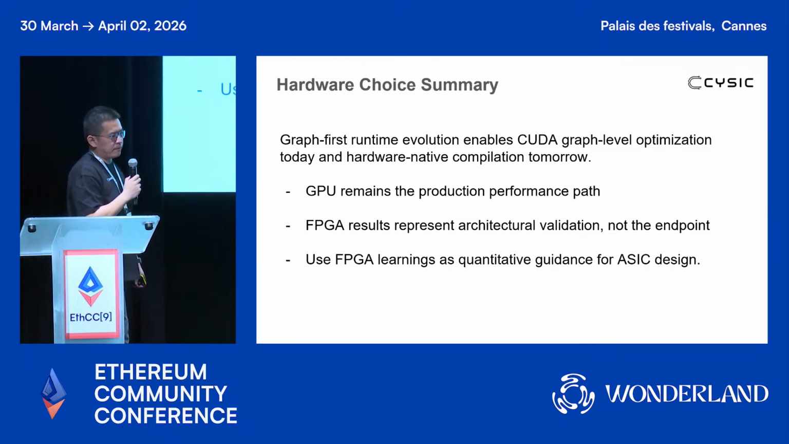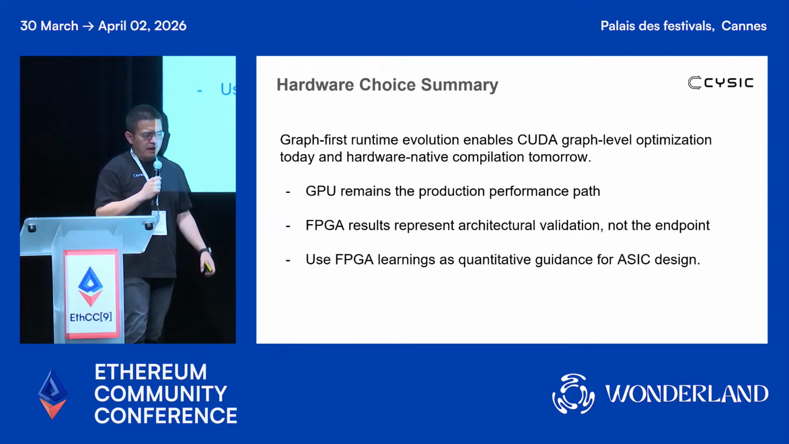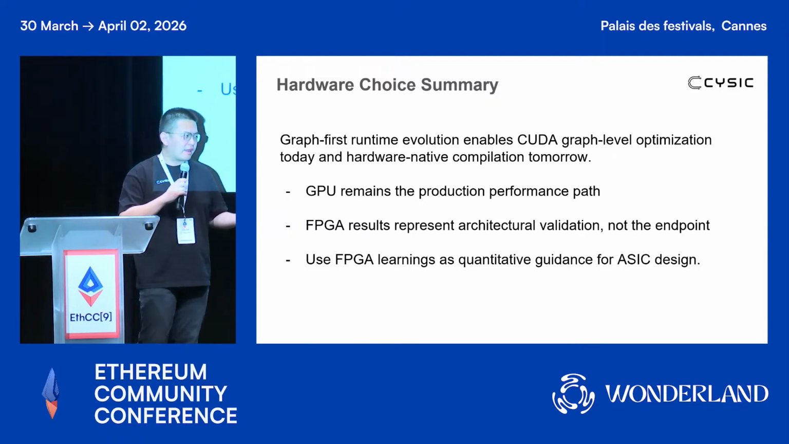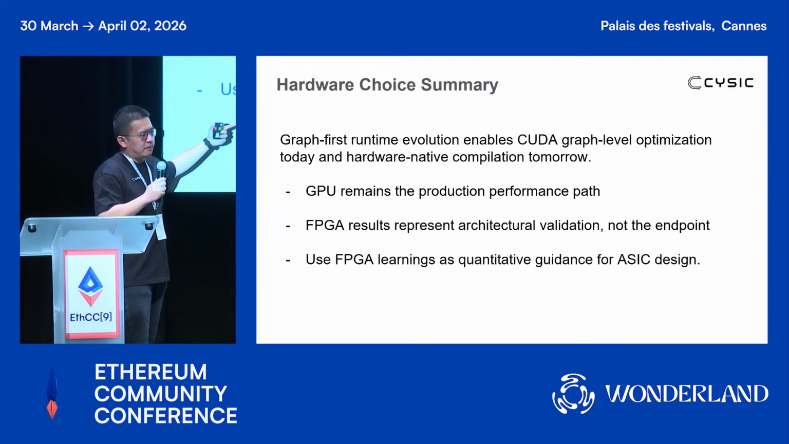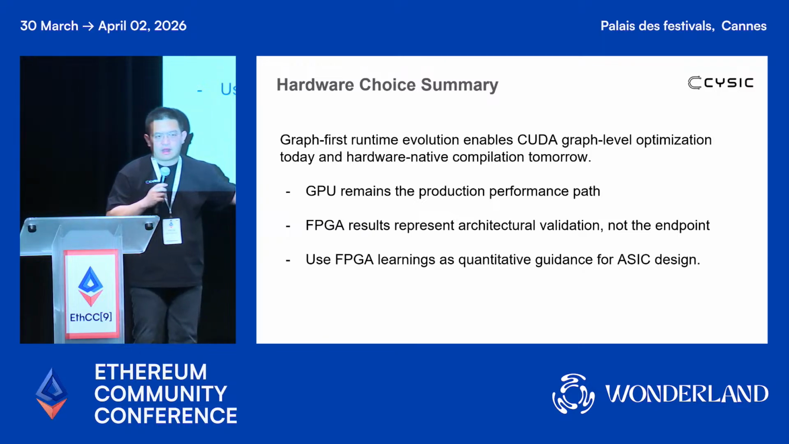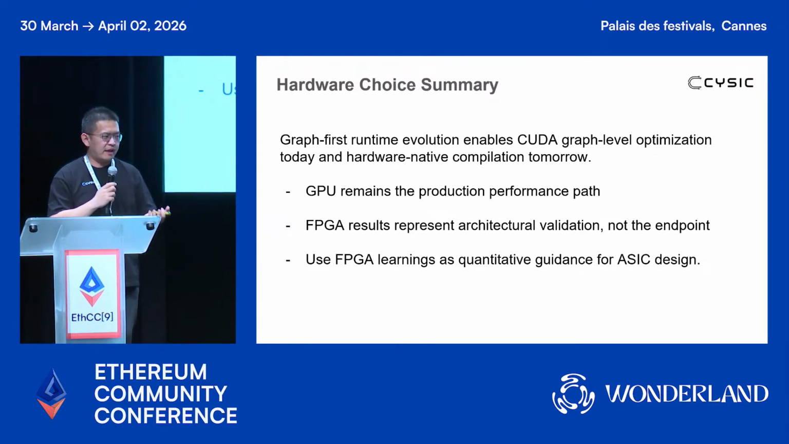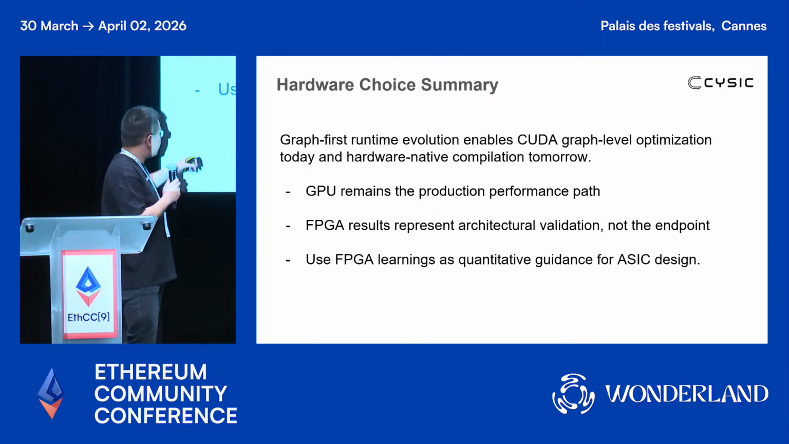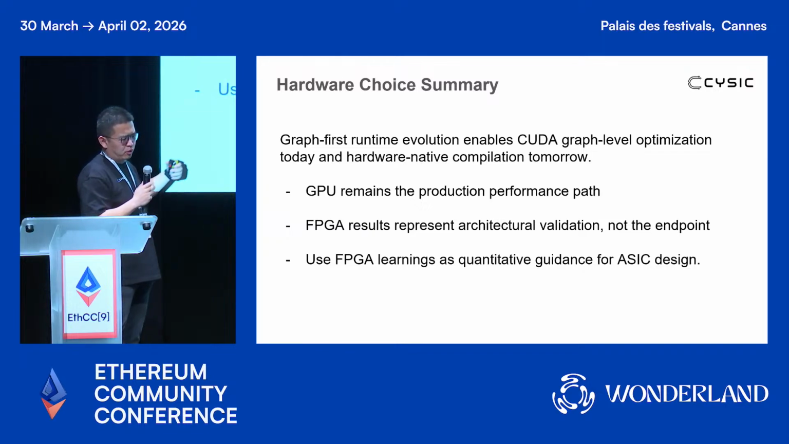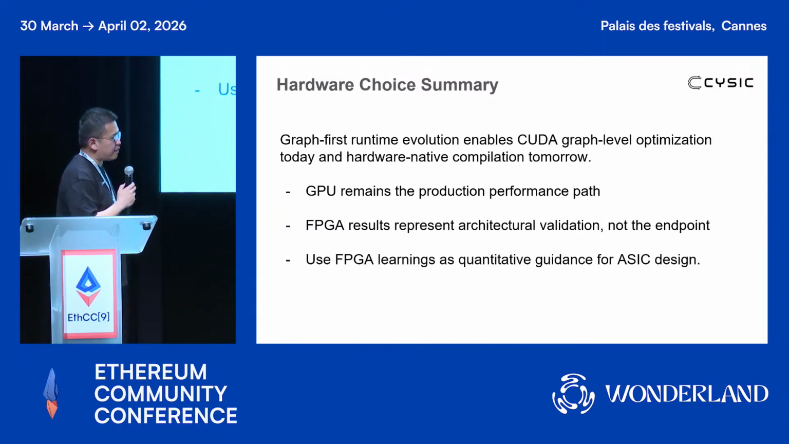And the FPGA, we still use it as a prototype for the ASICs. It represents some architecture design, but it's not the endpoint. One more non-technical thing about the FPGA is that it's not very easy to acquire FPGA chips, which means you also need to pay a lot compared against the GPU. We use FPGA learnings as quantitative guidance for the ASIC design. If there's still demand in the market for an ASIC, then we are very happy to do so.